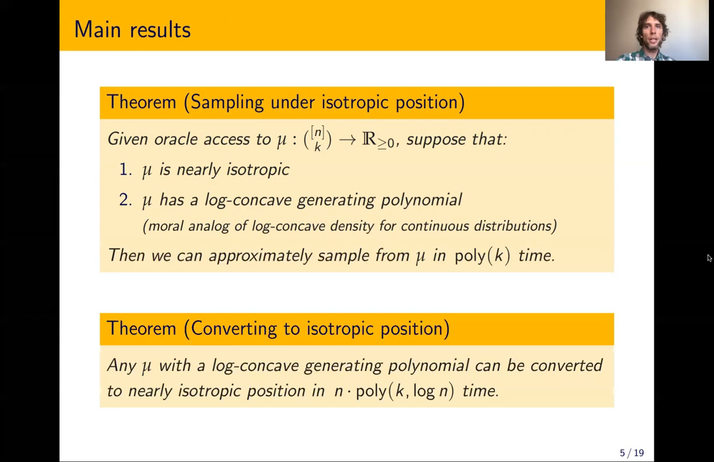Our second theorem ensures that any mu with a log-concave generating polynomial can be efficiently converted to nearly isotropic position. Here, the complexity has to depend at least linearly on n. And we show that, in fact, almost linear dependence is sufficient.